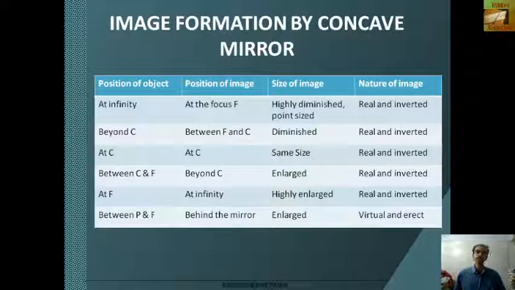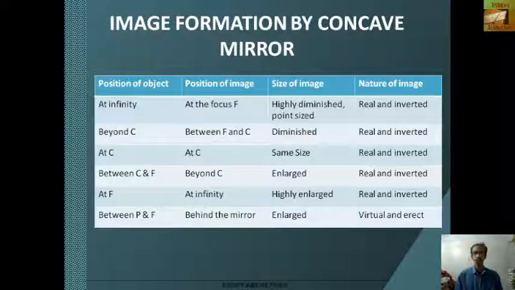Now, this table summarizes all the instances. That is, the position of the object at infinity, the position of the image occurs at the focus F, and the size of the image is highly diminished or point sized. The nature of image is real and inverted.